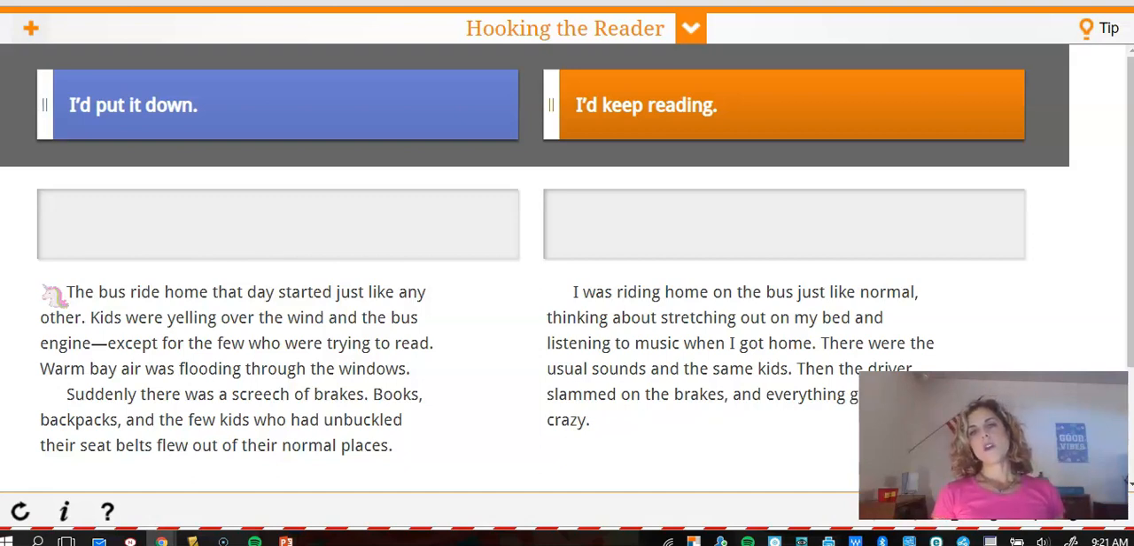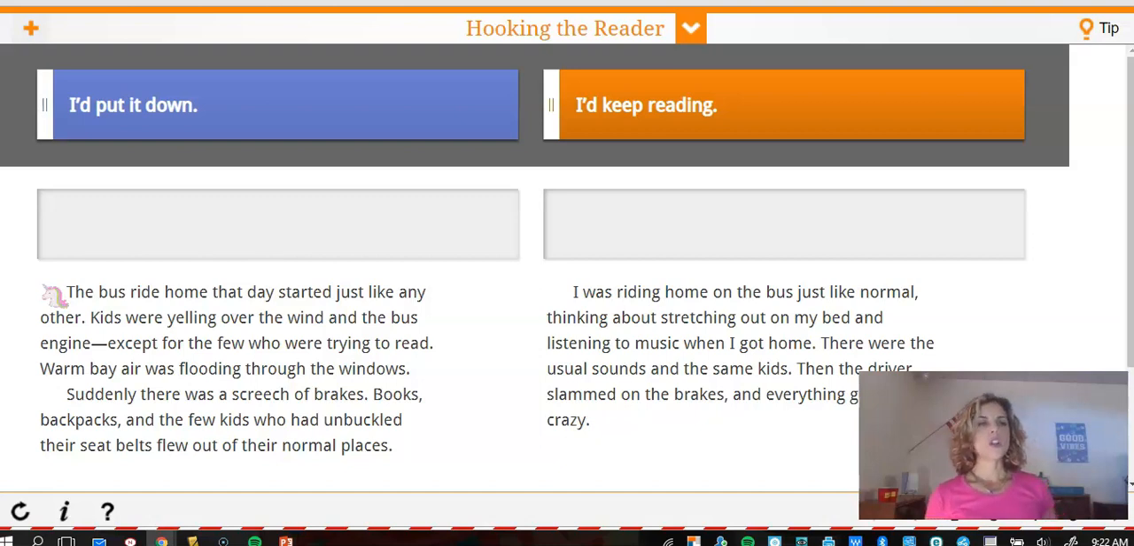I was riding home on the bus just like normal, thinking about stretching out on my bed and listening to music when I got home. There were the usual sounds and the same kids. Then the driver slammed on the brakes and everything got kind of crazy.